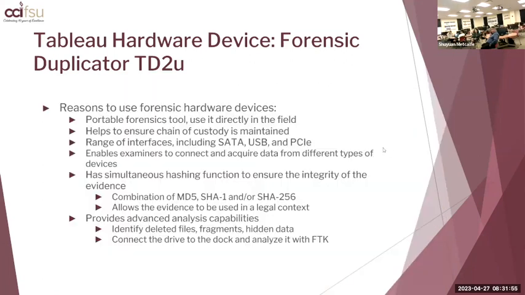And the reasons you would use a hardware device are because they're very portable. You can use them directly in the field. They help to ensure the chain of custody is maintained, and they have a range of interfaces such as SATA, USB, and PCIe. It also enables examiners to connect and acquire data from different types of devices, and like I said, has a simultaneous hashing function to ensure the integrity of the evidence, uses a combination of MD5, SHA-1, or SHA-256, and allows the evidence to be used in legal settings. It also provides advanced analysis capabilities, right? So once you have that connection, once you have the extra drive, you can connect it to docs and such to analyze with FTK like we saw earlier.